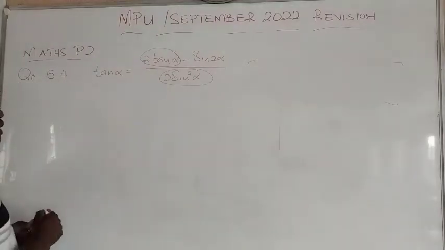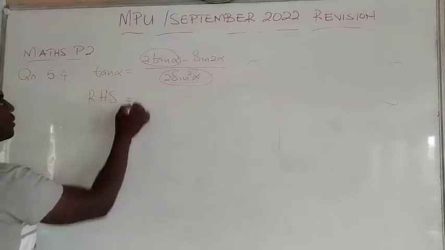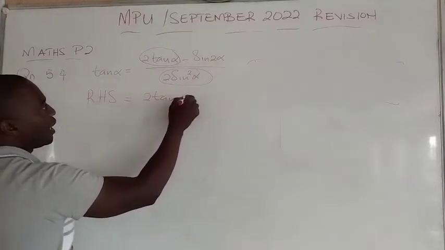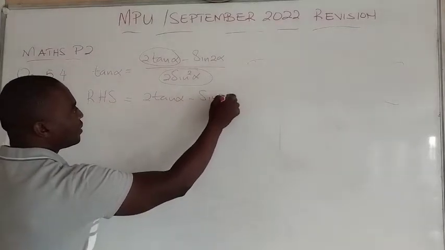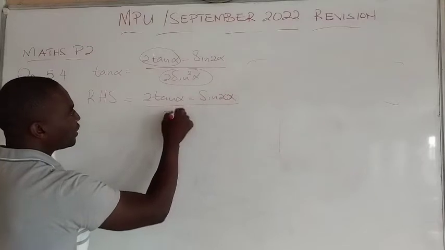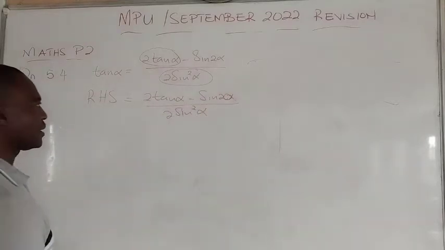Come to the left hand side. So we are saying right hand side is equal to 2 tan alpha minus sine 2 alpha over 2 sine squared alpha. Start with the obvious things.